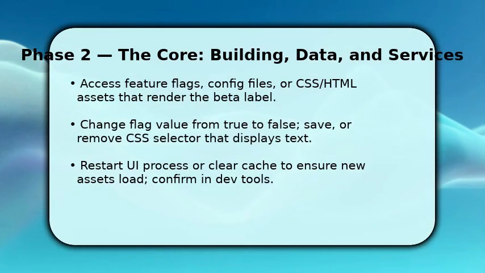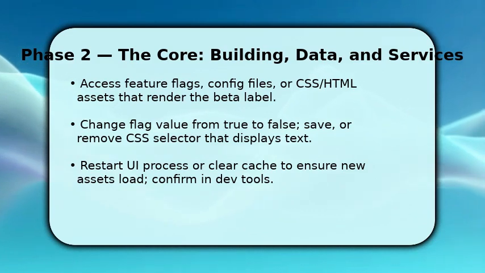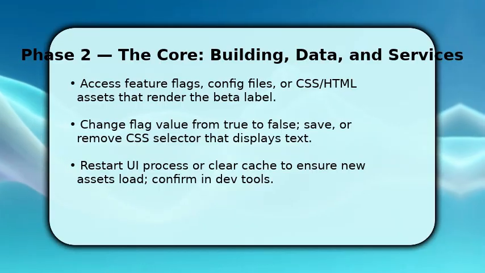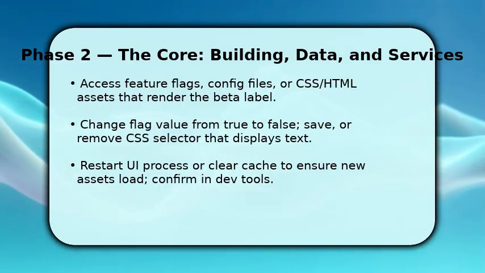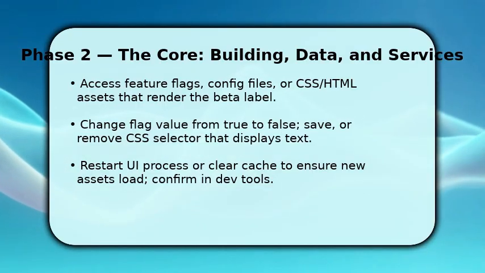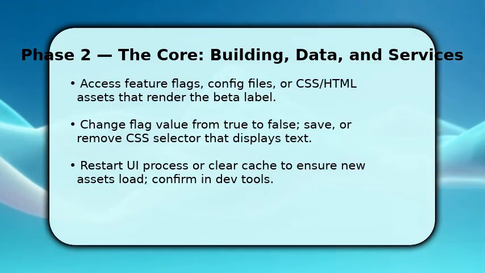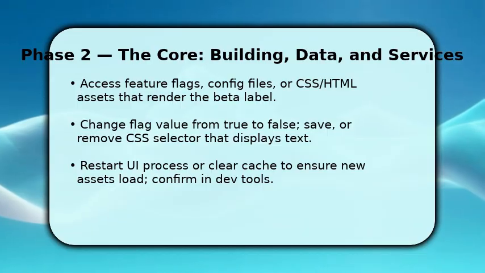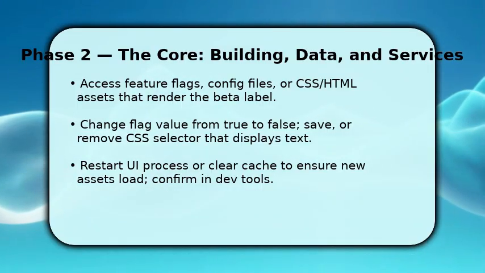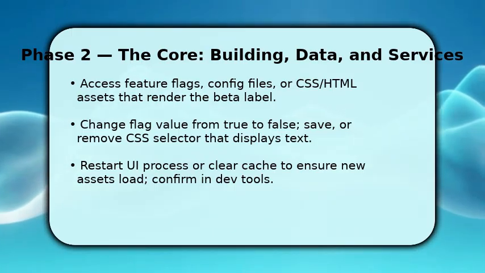You now modify the configuration that renders the beta text. First, open feature flags, config files, or the CSS/HTML asset that includes the label. Use DevTools to find the exact selector. Then change the flag value from true to false or remove the DOM element and save your edits with proper permissions. Make sure to clear cache or restart the UI process so the updated assets load.